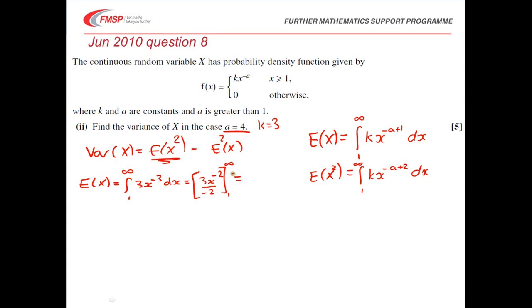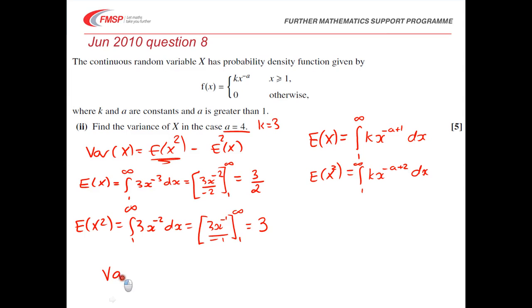And again, we're going to assume you can do the substitution correctly, but that's going to give me 3 over 2. The expectation of the squares is going to be the integral from 1 to infinity of 3x to the minus 2 dx, which, if we carry out that integration, is going to give me 3x to the minus 1 over minus 1, evaluated between 1 and infinity. If we calculate that correctly, that's going to give me 3. So the variance of x is now going to equal the expectation of the squares minus the square of the expectations. And if I calculate that through, that's going to give me 3/4.